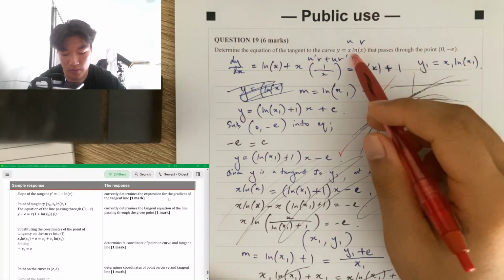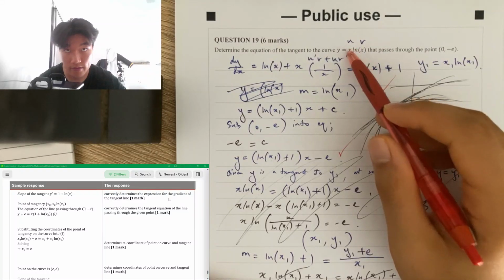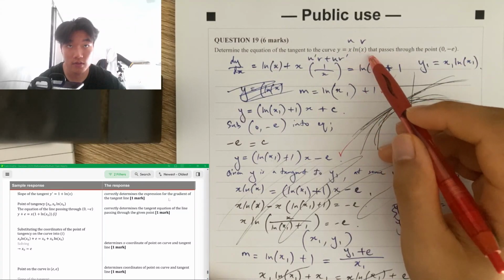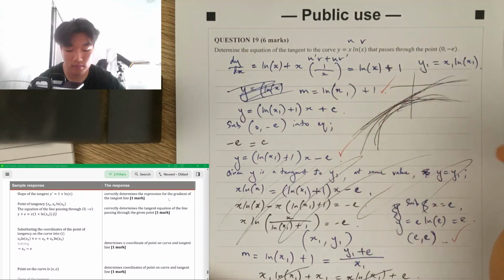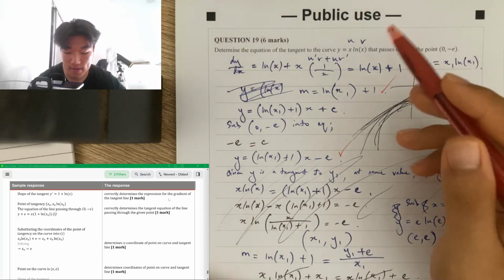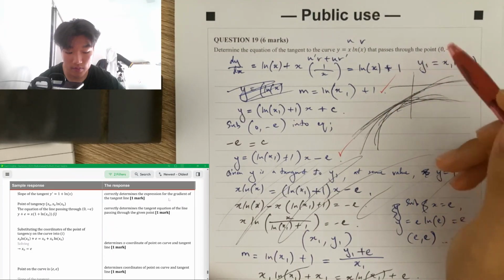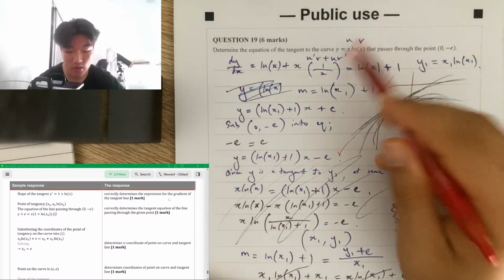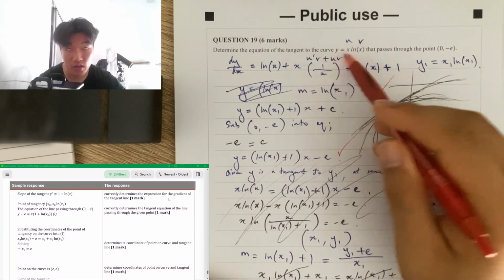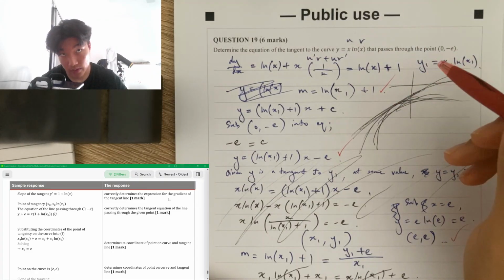If you sub in 0, so x equals 0, the first part goes to 0. ln of 0 is an asymptote. It's not possible. So this is actually not a point on this function, on this curve. Yeah. So that's something interesting.